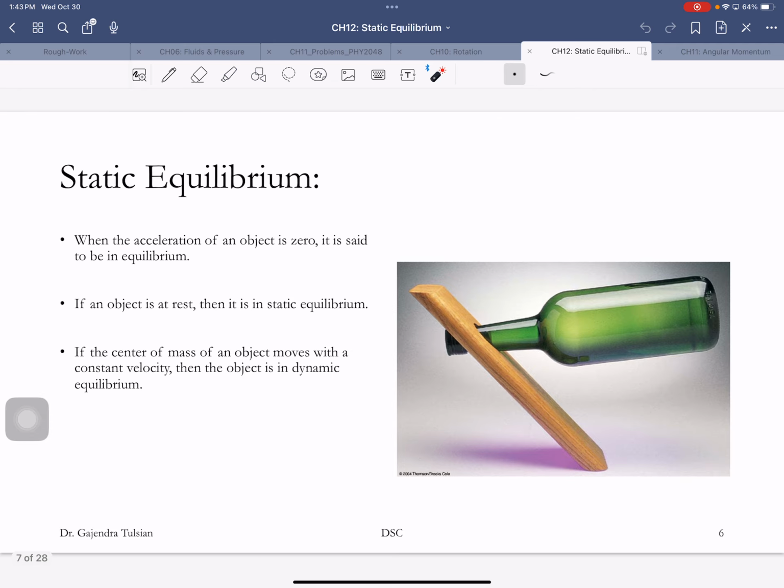You already saw this. Again, the center of mass of this guy has to be above this footprint to balance.